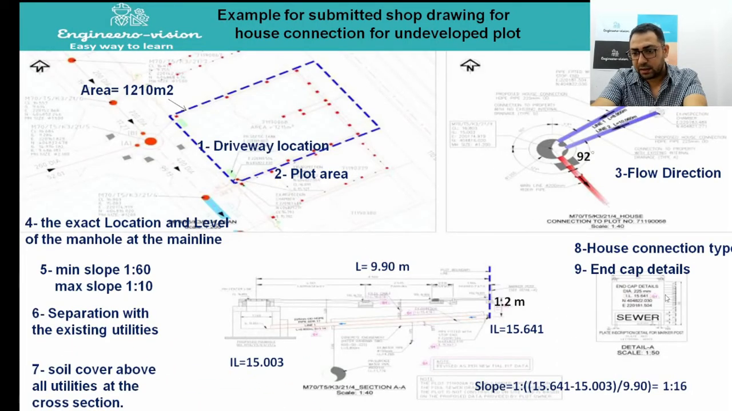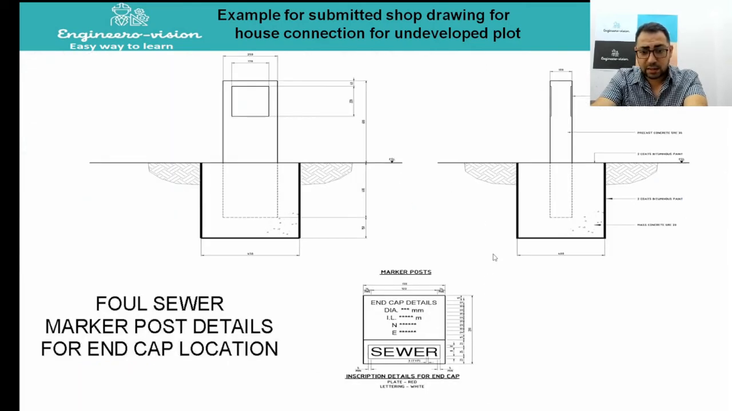And the end cap details. What is the end cap? What are the end cap details? From where do we get this one? Is there any standard for this end cap details? Yes, there is a standard for this one. This is the Ashghal standard drawing. This shows the diameter of the pipe, invert level of the pipe, northing and easting of the pipe at the plot boundary location.